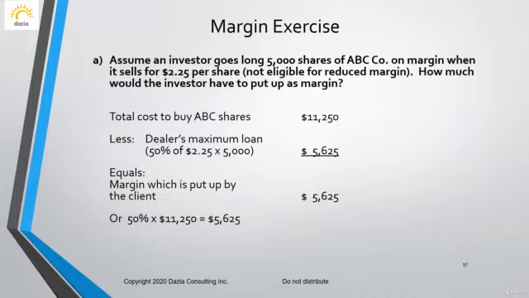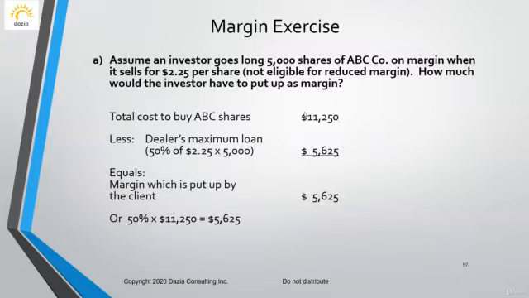So first of all, we need to think, okay, it's 5,000 shares. If you're buying 5,000 shares and the price of the shares is $2.25, obviously we're going to say 5,000 shares times 2.25. When you multiply it together, you will get 11,250. That is the value of this investment.